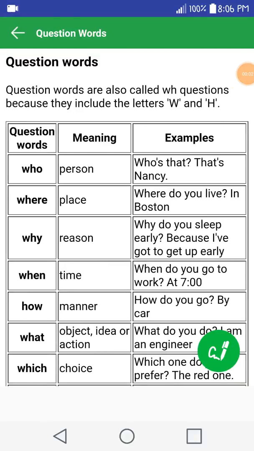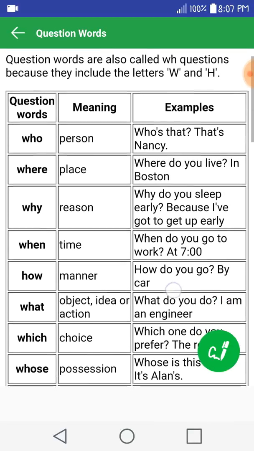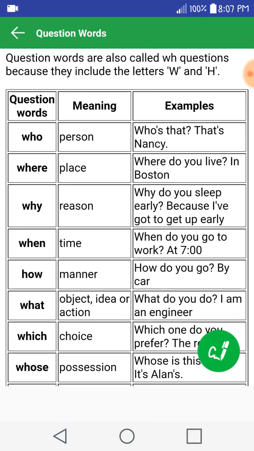Hello, we are here with a new basic grammar lesson. So, what's that? That is question words, or we may say WH questions. So, here we go. Let's make a start. Now, we have the question words as well as their meaning, meaning usage, as well as examples.